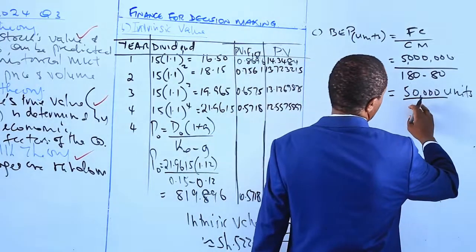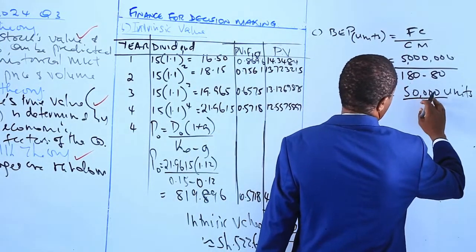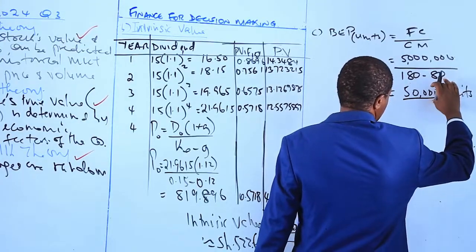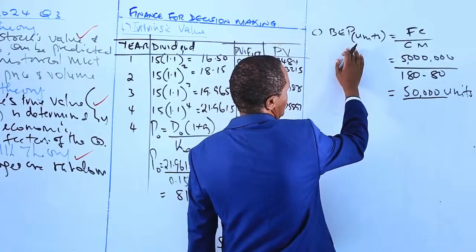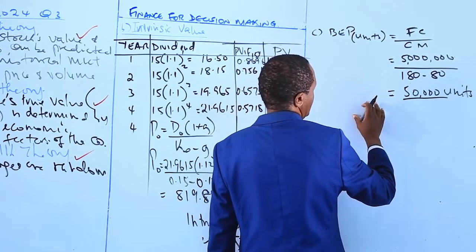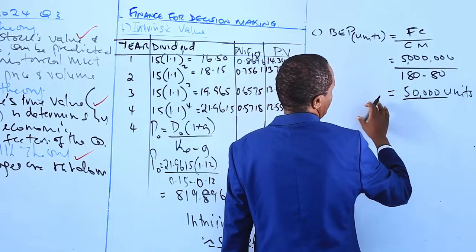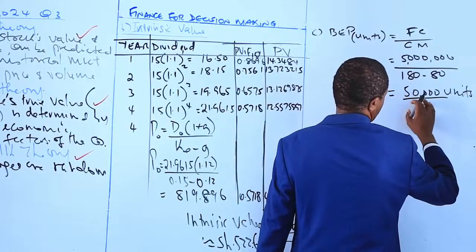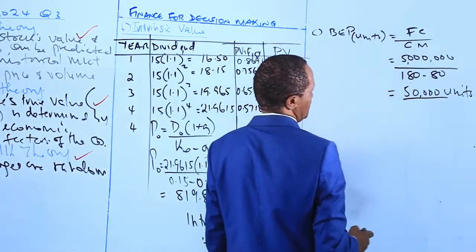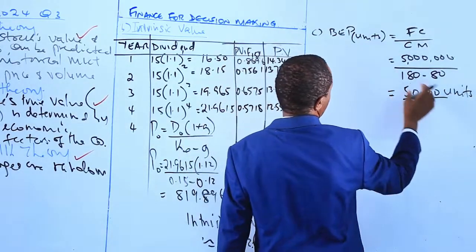If the company produces 50,000 units, there is no profit at this point. This is the break-even point. The first shilling of profit will be made after the 50,000th unit. That will be the 50,001st unit. So that's the break-even point in units.